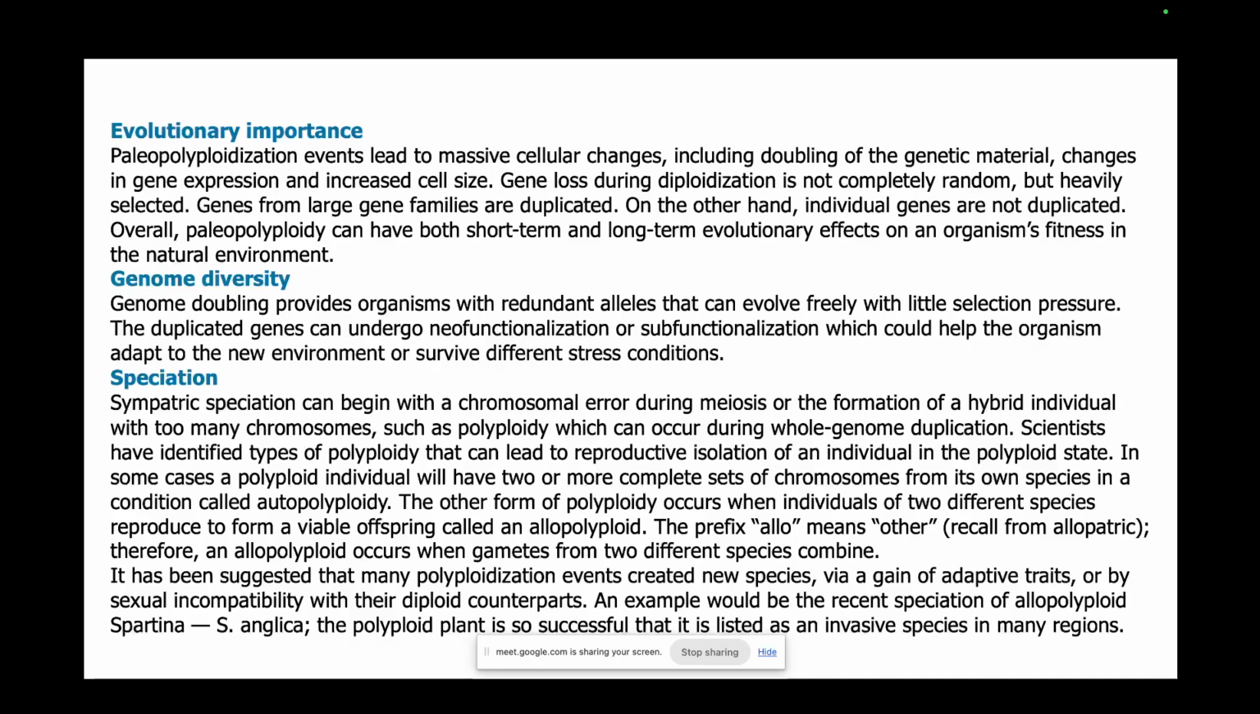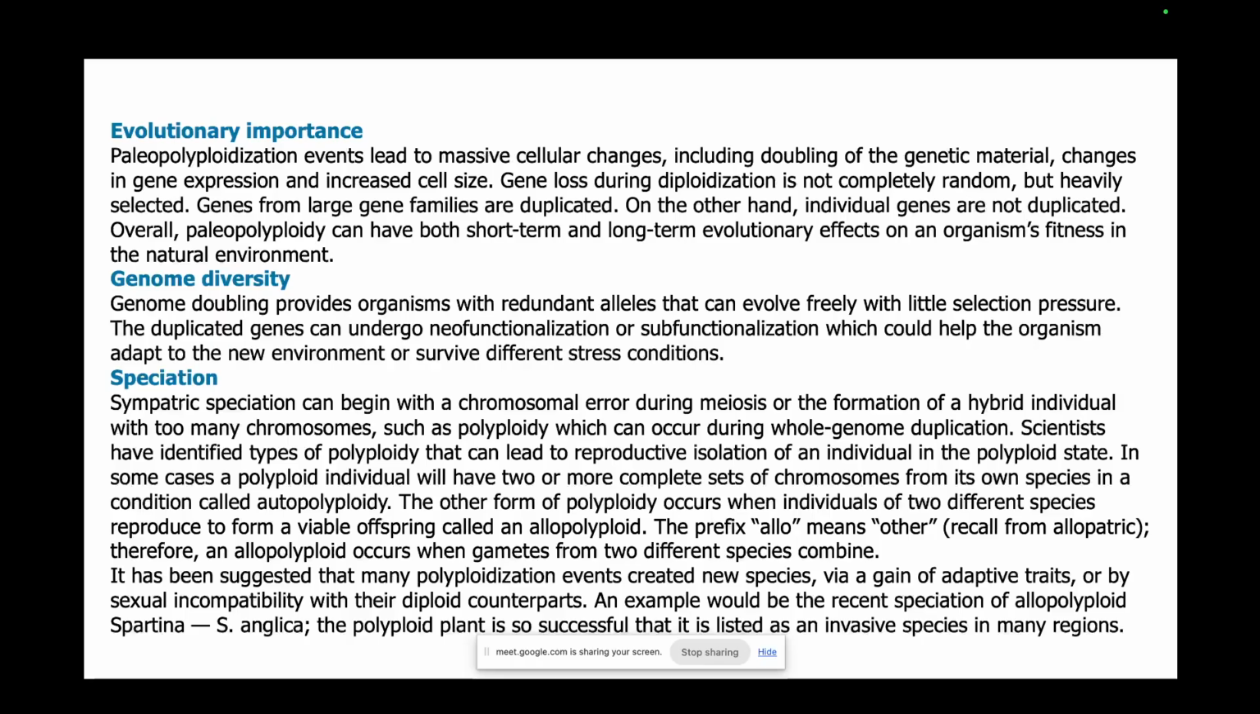So evolution-wise, these polyploidy events lead to massive cellular changes, including again doubling of genetic materials, changing in gene expression, increased cell size. Gene loss during this diploidization is not completely random, but heavily selected. Genes from large gene families are duplicated. On the other hand, individual genes are not duplicated. And overall, these things can have both short-term and long-term evolutionary effects on an organism's fitness in the natural environment.